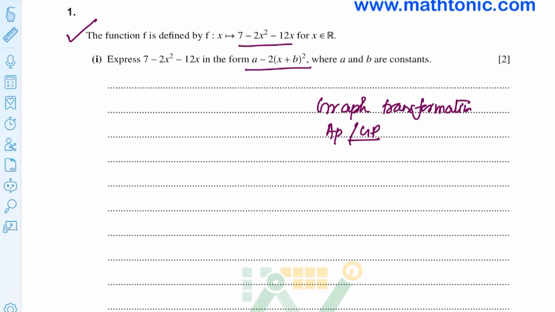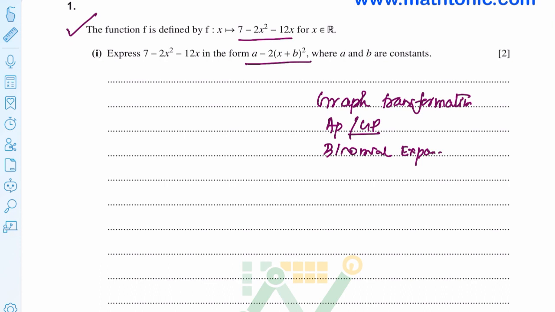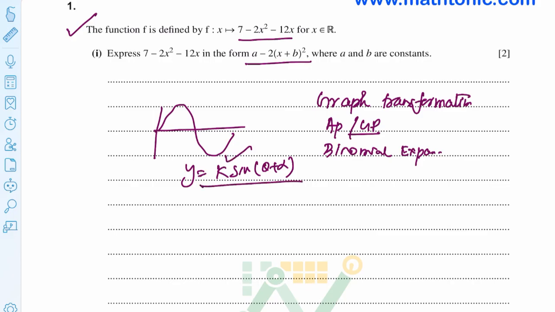If you see the last 5 years of question papers that we have, binomial expansion questions are getting difficult day by day. And you can expect a trigonometry graph question. For example, if I'm saying y equals k sine theta plus alpha, they may ask you what is the value of k and what is the value of alpha. This kind of question also we can expect.